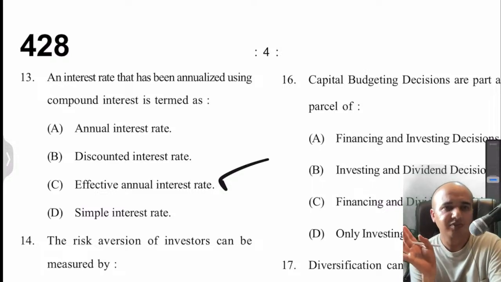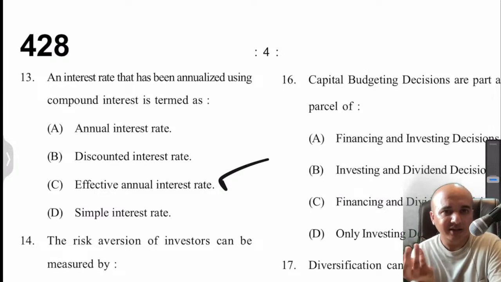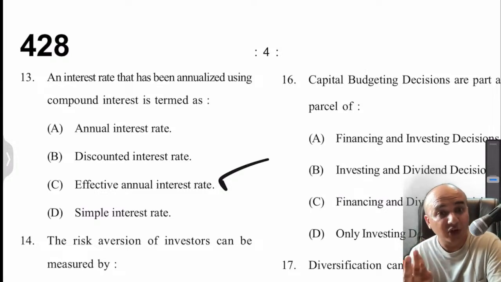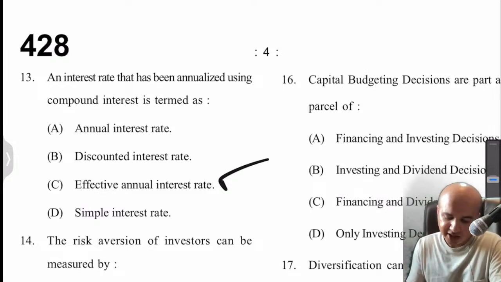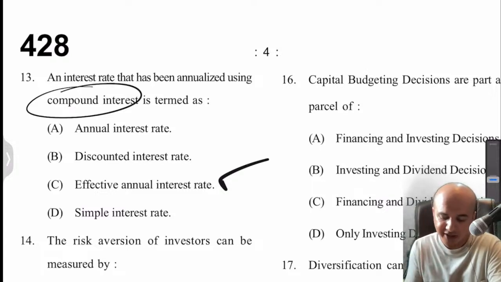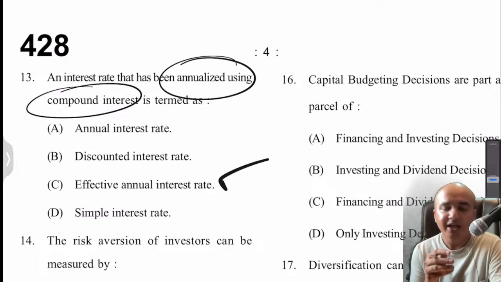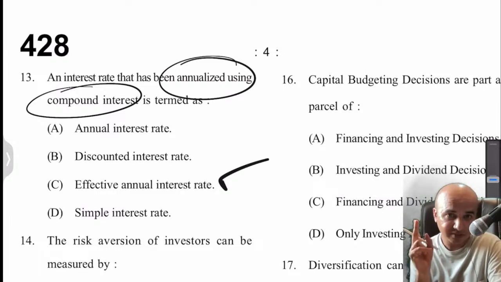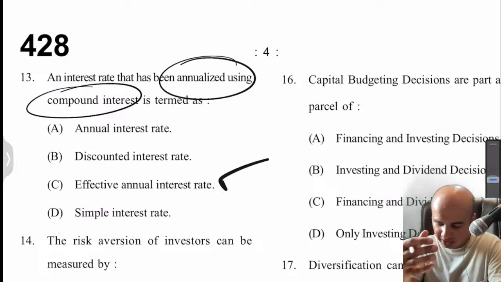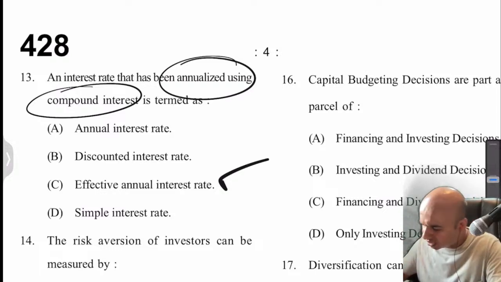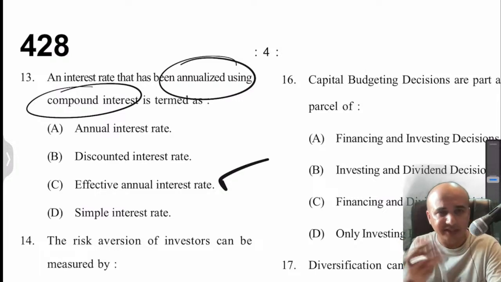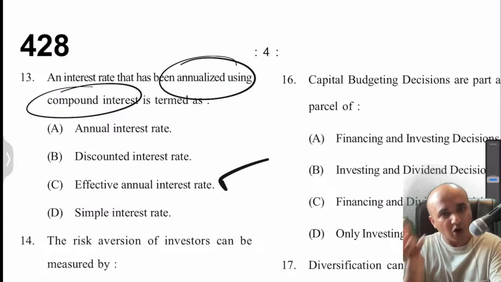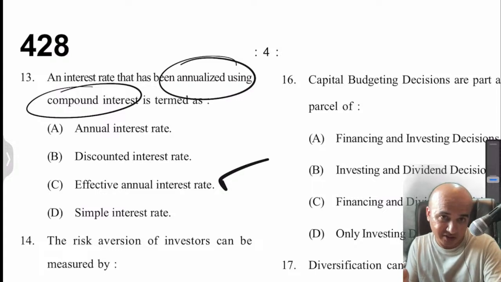That's all. Simple interest, for example, is not that, because there is no question of compounding at all in case of simple interest. Here they have very clearly mentioned compound interest, annualized using compound interest. In simple interest, you will always get the interest only on the original principal. There is no question of compounding over time. If 100 is the initial investment, and let's say the interest rate is 10%, you'll always get 10% on that initial investment of 100 rupees.